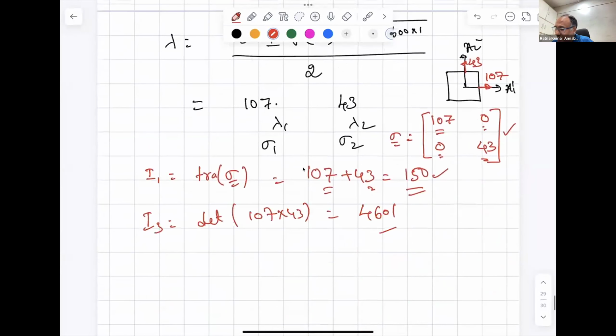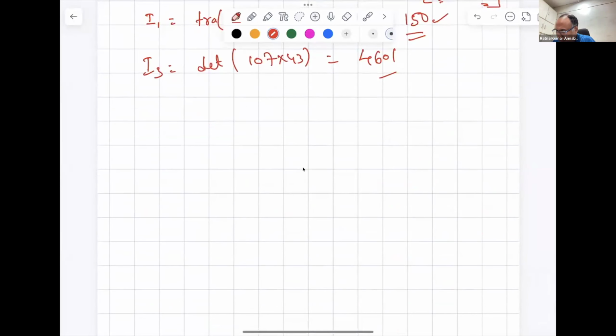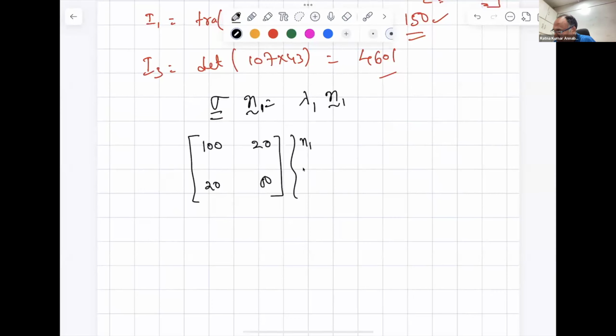So you have calculated the eigenvalues, correct? Now, how do you get the eigenvectors? What is the definition of my eigenvalue problem? Sigma times n is equal to lambda times n. Lambda 1 times n1, that is the first one. So sigma is 100, 20, 20, 50, times n1, which I am calling n1, n2, is equal to lambda 1, which is how much? 107, isn't it?